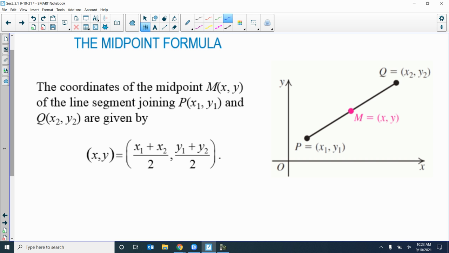Distance is a constant. Distance is a value. It has units: feet, inches, meters. Midpoint is a coordinate, an x and y coordinate. So you just want to get halfway in between your x's, halfway in between your y's.